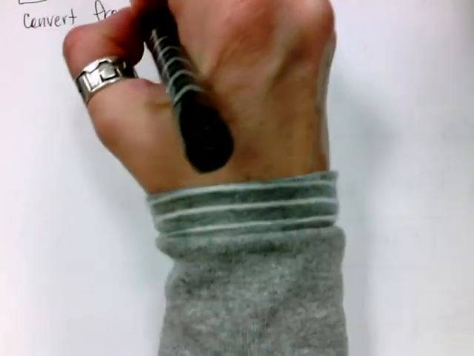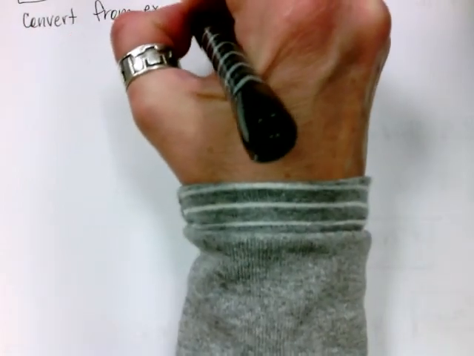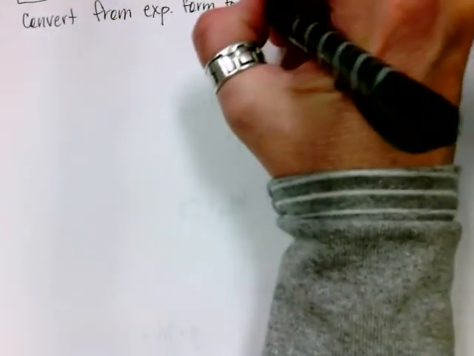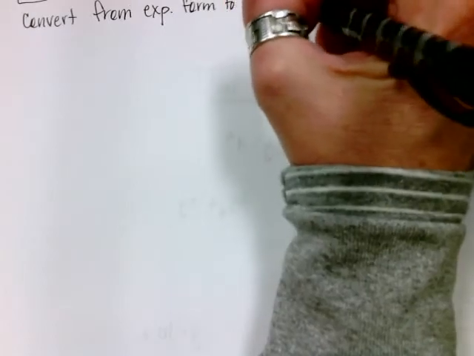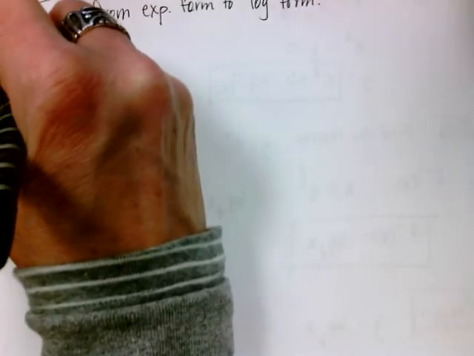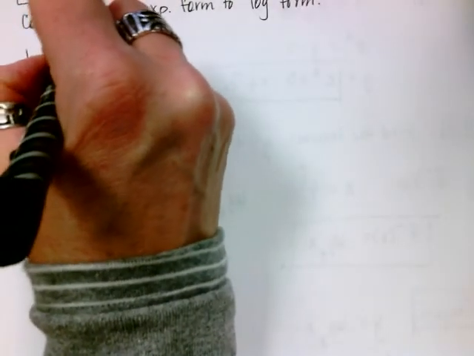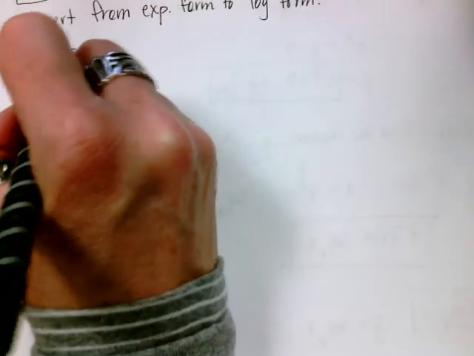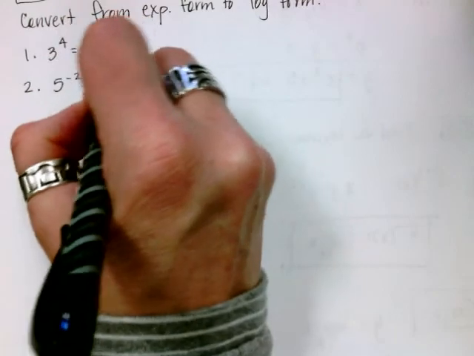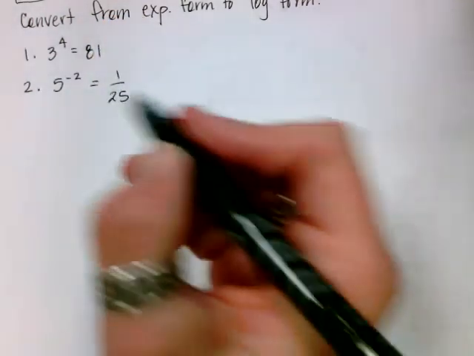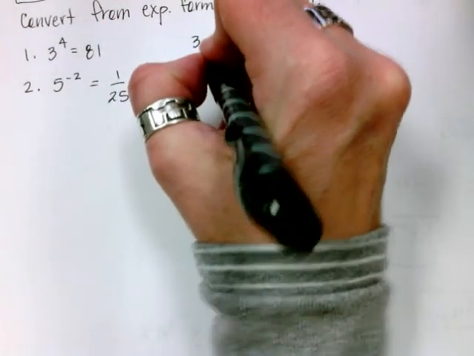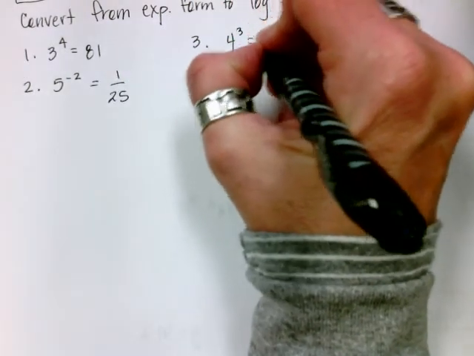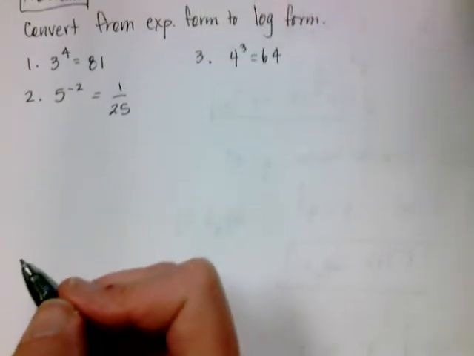So the first set says convert from exponent form to log form. Okay. Number 1 is 3 to the 4th is equal to 81. Number 2, 5 to the negative 2 is equal to 1 over 25. And then number 3, 4 to the 3rd is equal to 64.